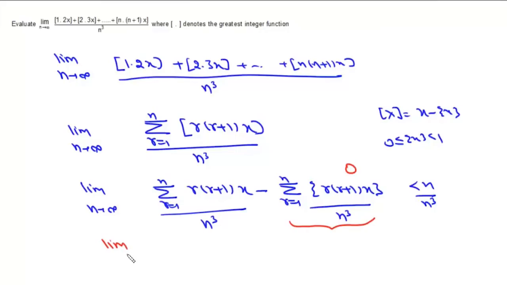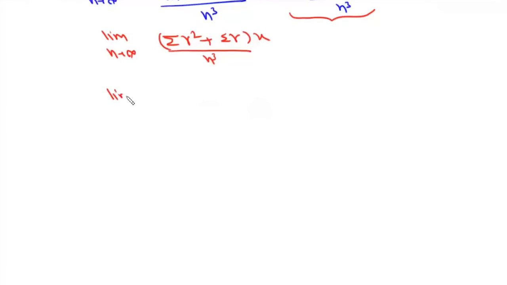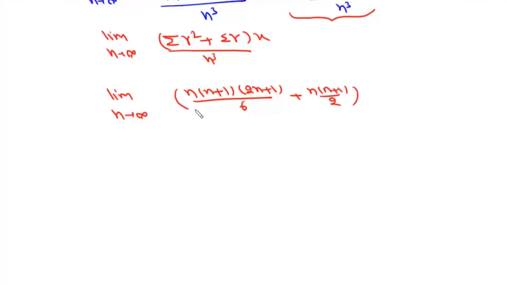Now we can write this as limit n tends to infinite, summation r square plus summation r into x upon n cube. Now this is limit n tends to infinite, n into n plus 1 into 2n plus 1 divided by 6 plus n into n plus 1 by 2 into x upon n cube. Now since this is infinite limit, highest power of n in the numerator is n cube and in the denominator also it is n cube.